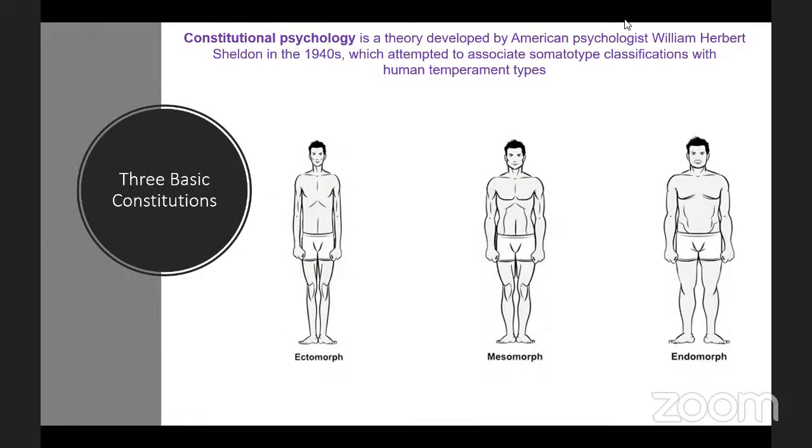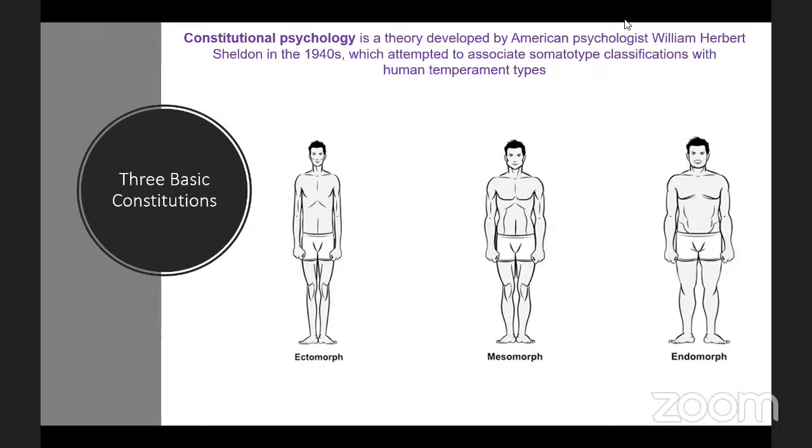So in 1940, William Herbert Sheldon, an American psychologist, developed constitutional psychology. He classified human temperament types according to the somatotype. For example, ectomorphs are lean, mesomorphs are medium built, endomorphs are chubby. So accordingly, he classified their psychological temperaments also.